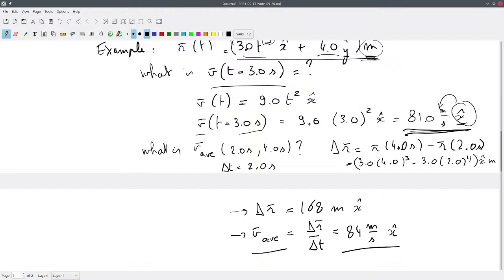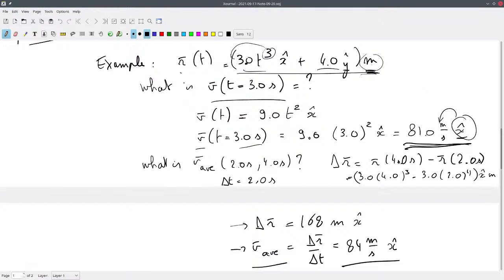And that's of course because this time dependence doesn't result in the instantaneous velocity being exactly the same as the average velocity. That would only be the case if there's no acceleration.